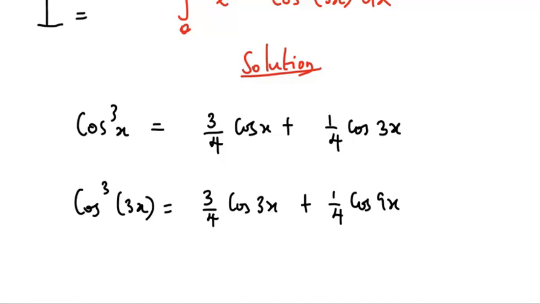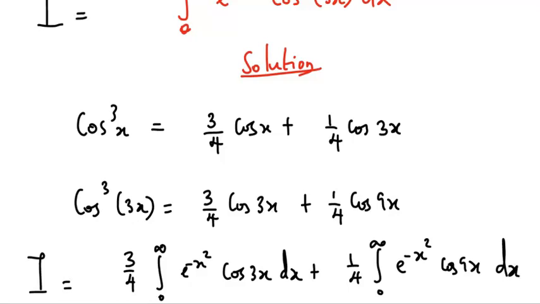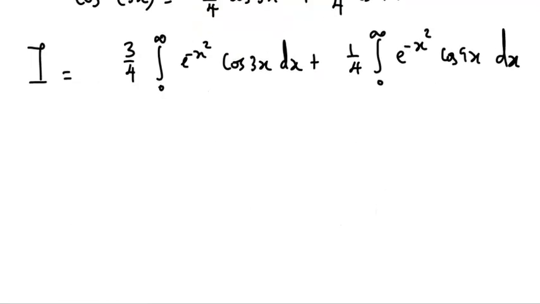Is that not cool? So therefore, our target integral I is going to be equal to 3/4 the integral from 0 to infinity of e to the power of negative x squared, multiplied by the cosine of 3x dx, and then plus 1/4 the integral from 0 to infinity of e to the power of negative x squared cosine of 9x dx.